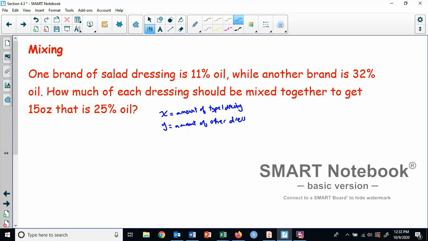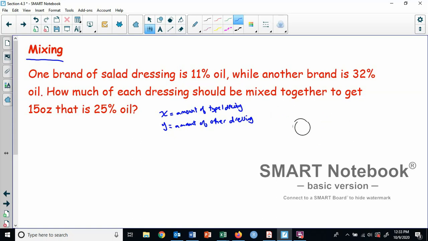Anytime you do a mixing problem, this is what we're doing. We're mixing the two salad dressings together. You have some salad dressing, some other salad dressing, and you're pouring them together in this big bowl, mixing them up to create another salad dressing. We need to figure out how much of these two amounts we have.